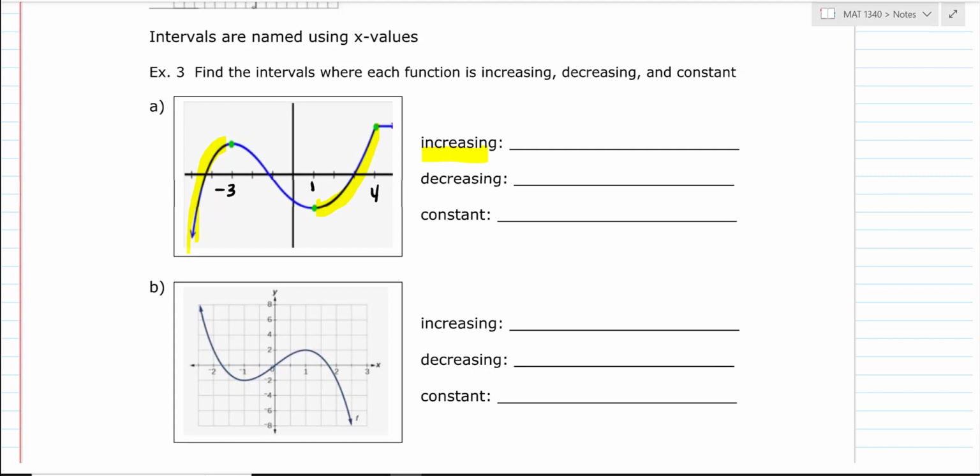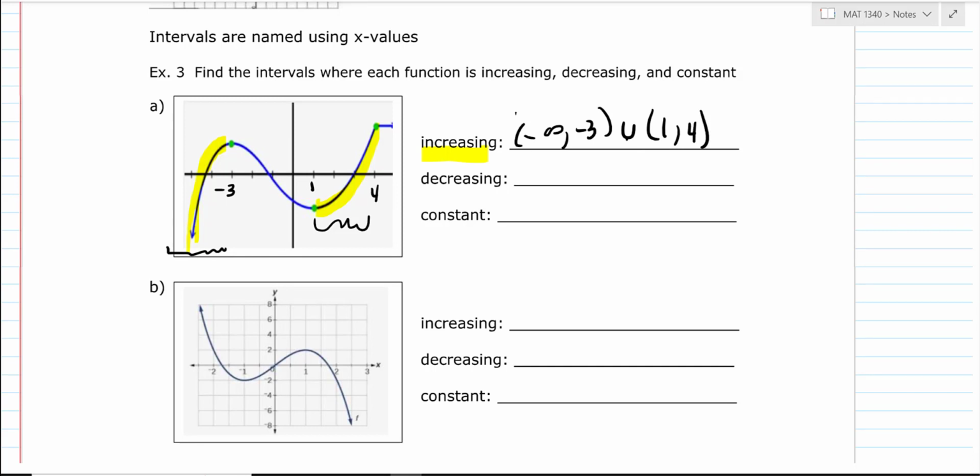So increasing is going to be starting infinitely to the left. That interval there is going to be negative infinity until we get to -3. You're looking at the x values right there. The other place is going to be 1 until you get to 4. So that's how you write the increasing interval.